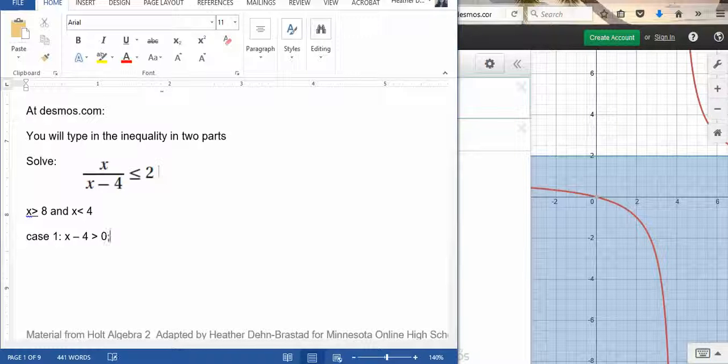If that's true, then I'll multiply both sides by x minus 4 to get it out of the denominator, and I would have x is less than or equal to 2 times x minus 4. And again, to make the less than sign say less than or equal to, I just underline it. And then I solve this little inequality, and I would have x is less than or equal to 2x minus 8.